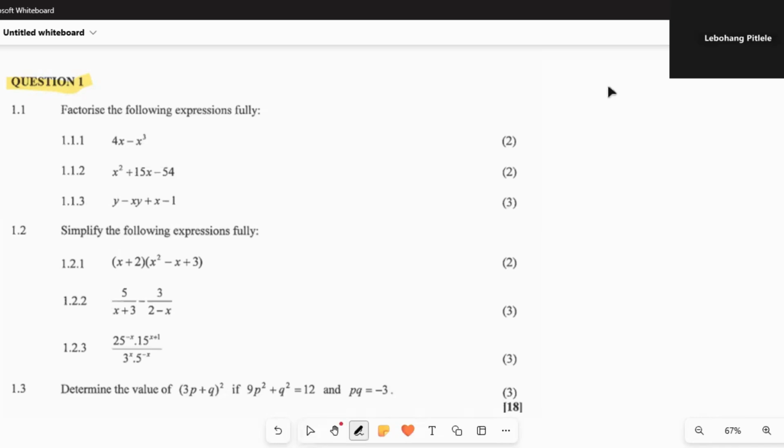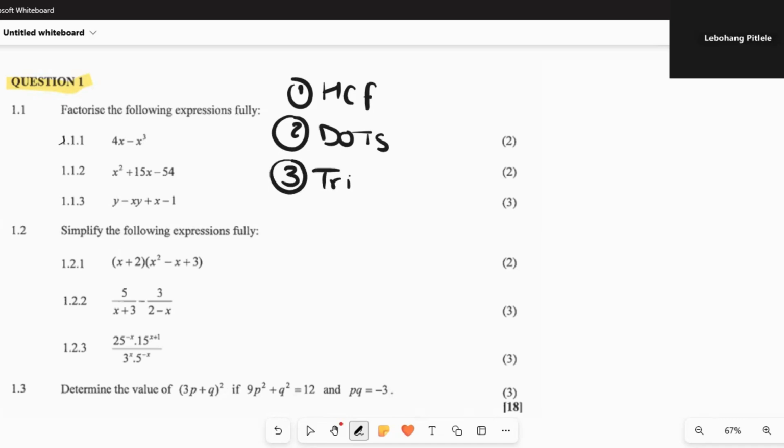So the first one here, remember, whenever we factorize, we always have our steps that we follow. The first one is that we look for the highest common factor, right? After the highest common factor, if it's a binomial, we're going to look for the difference of two squares. And then if we have three terms, we know we're going to deal with it in a trinomial way. And then if ever we have four terms, then we know it's going to be grouping, right?